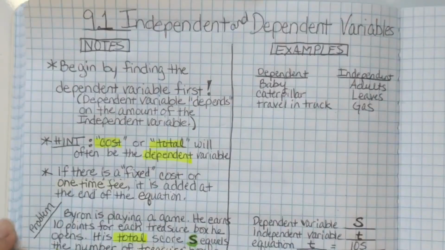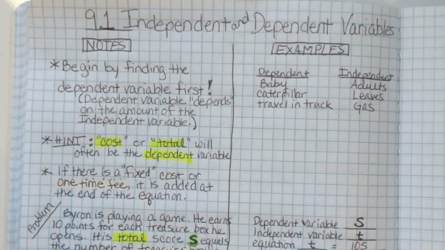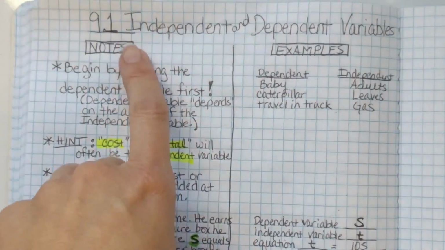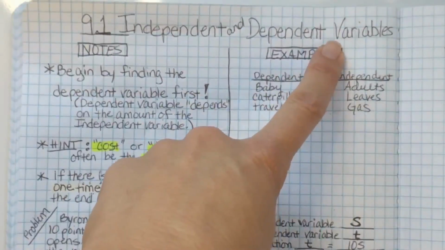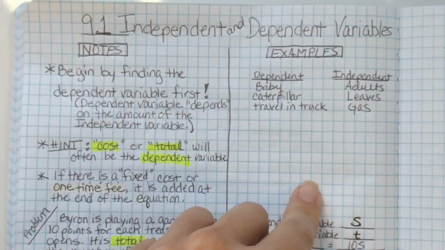All right, so as we copy down our notes, I'm going to narrate them first. At any point in time, you can pause this video on your device and go as slow or as fast as you want through the lesson. You can go back and review anything that didn't make sense the first time. So if you feel like I'm moving too fast, that's okay. You can pause and get your notes written down. All right, so 9.1, independent and dependent variables. On this side, we're going to write our notes. On this side, examples.